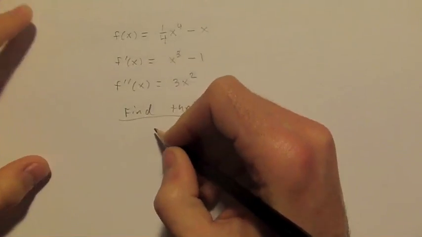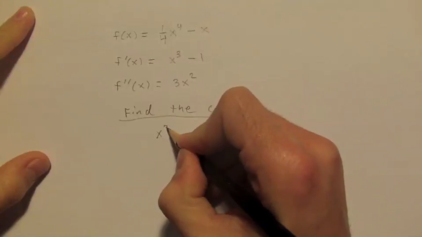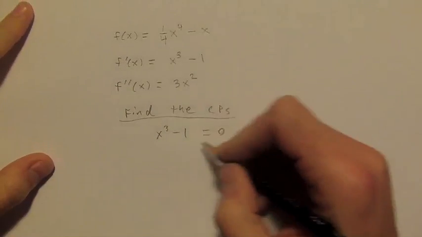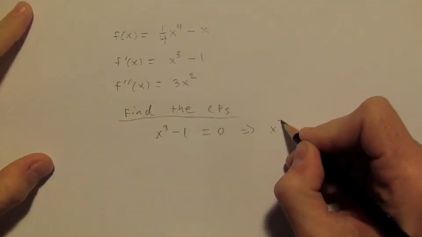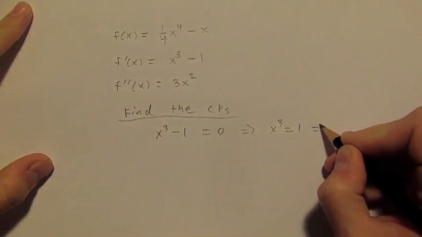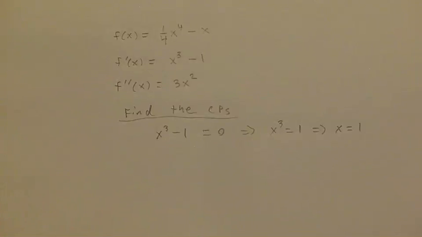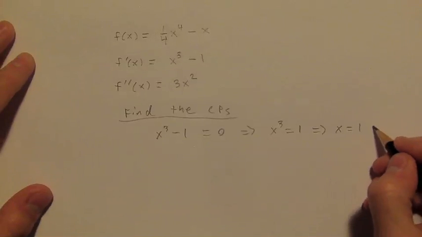Okay, so I will set x cubed minus 1 equal to 0 and solve. So I basically have that x cubed is equal to 1, which gives me that x is equal to 1. This is not plus or minus 1 since it's an odd root, or excuse me, an odd power. Okay, so here's my critical point.